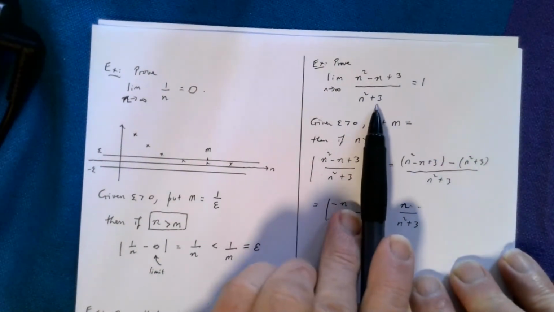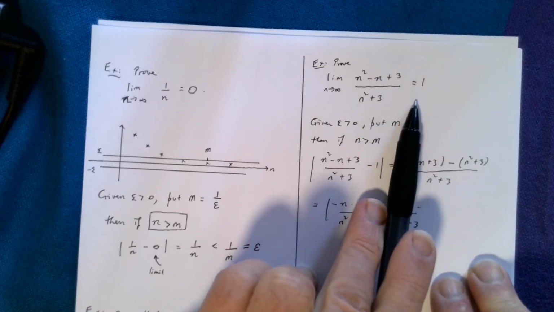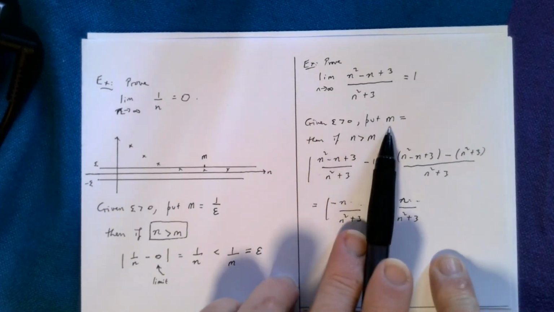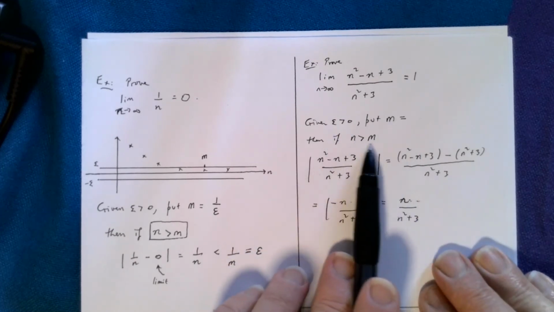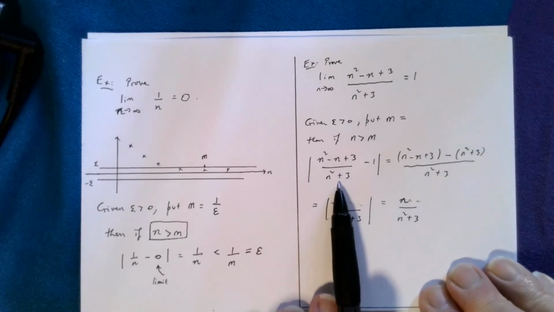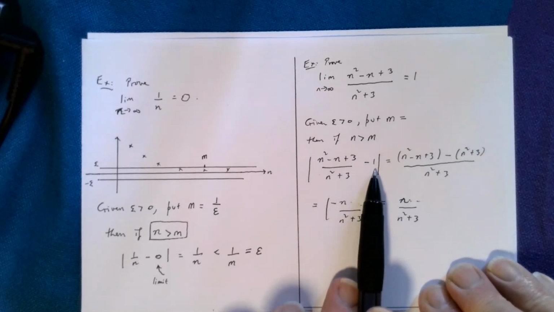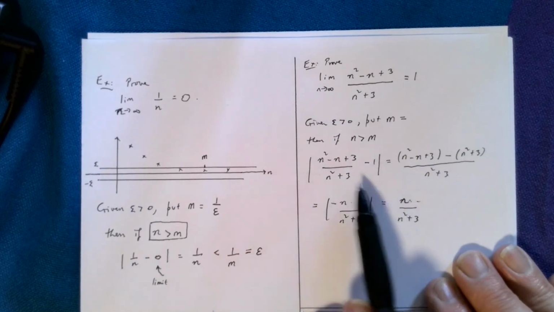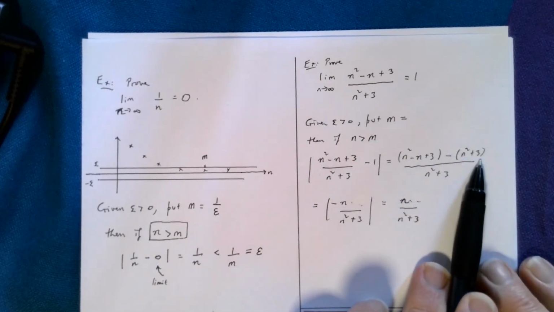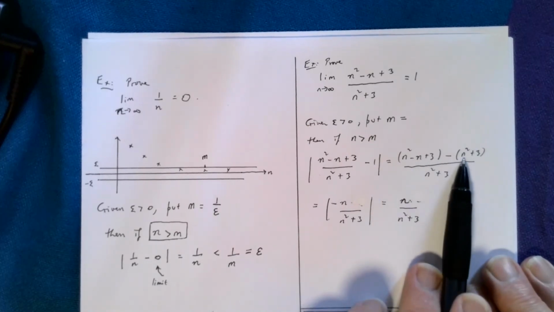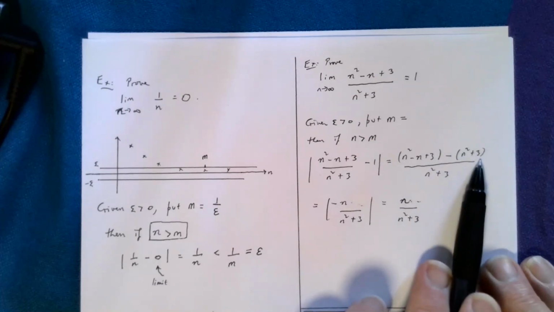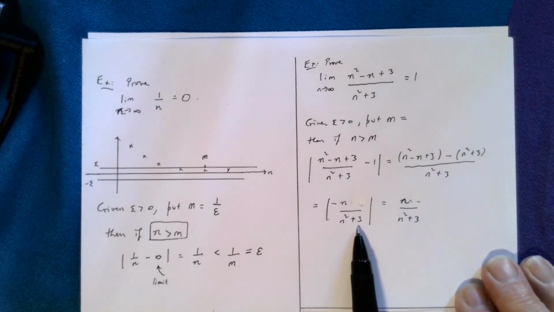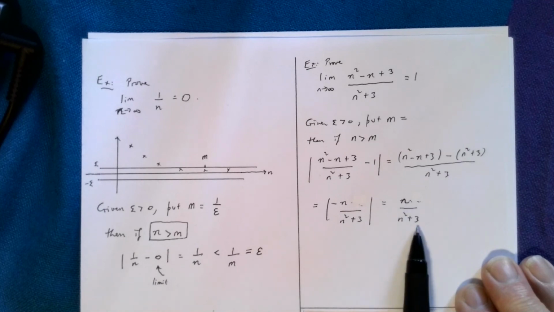Again, that's what we're trying to prove, that this limit is 1. And again, I begin with the usual mantra, given epsilon bigger than 0, put M equal to, I'm not sure yet. Then if n is bigger than M, we look at the sequence minus its limit. Once again, we put everything over a common denominator. So I get n squared minus n plus 3 minus n squared plus 3. And happily nice things happen. The n squared minus n squared cancels. The 3 minus 3 cancels, and I just get a minus n left over n squared plus 3. Take the absolute value, so that's going to be n on n squared plus 3.